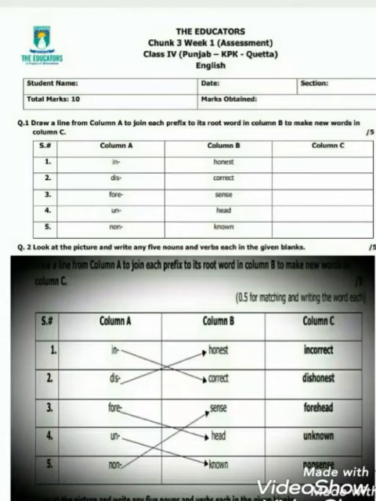Incorrect. Number first, incorrect. Write it in column C. Number 2, dishonest. Number 3, forehead. Number 4, unknown. Number 5, nonsense.